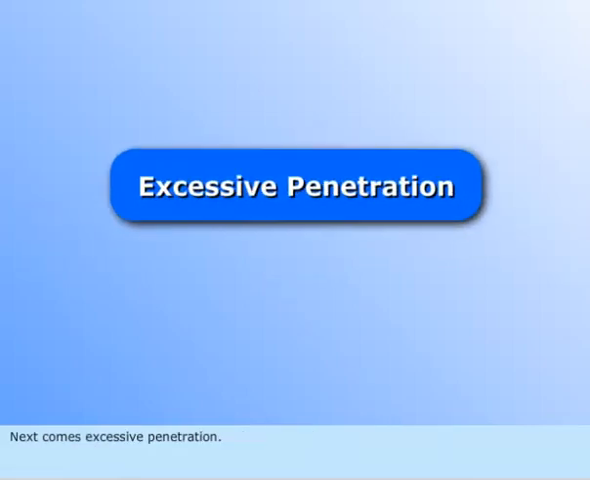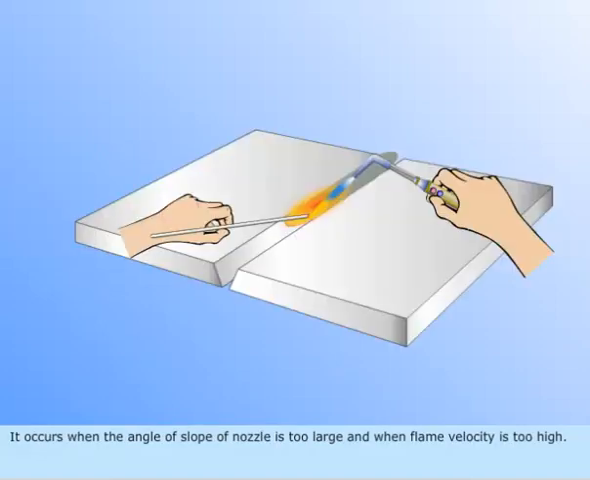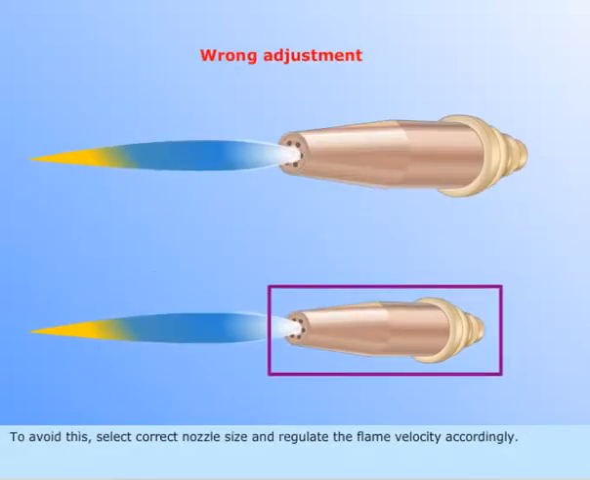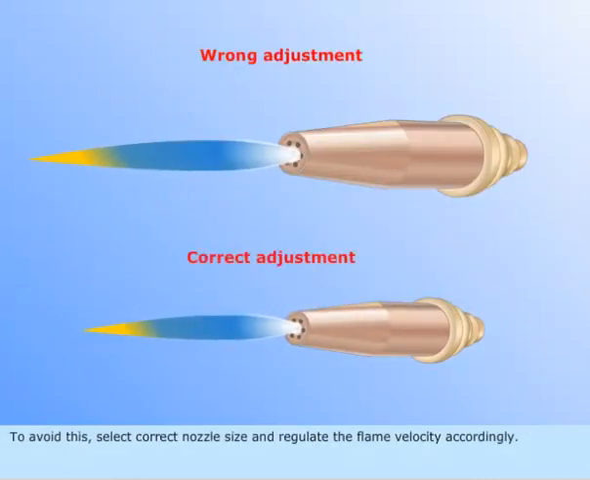Next comes excessive penetration. It occurs when the angle of slope of nozzle is too large and when flame velocity is too high. To avoid this, select correct nozzle size and regulate the flame velocity accordingly.